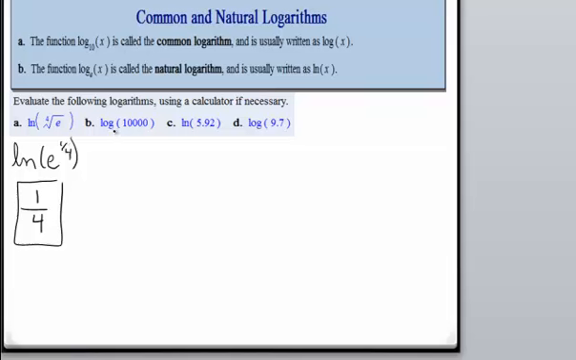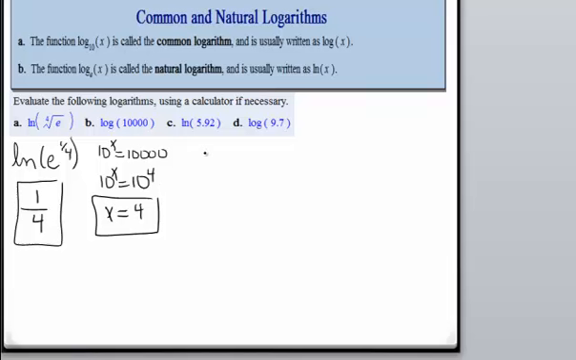So what about this one? This is 10 to something equals 10,000. Well, 10 to something equals 10 to the 4th power, which means x is equal to 4. Of course, you can plug that straight into your calculator also. Log of 10,000, and you should get 4.